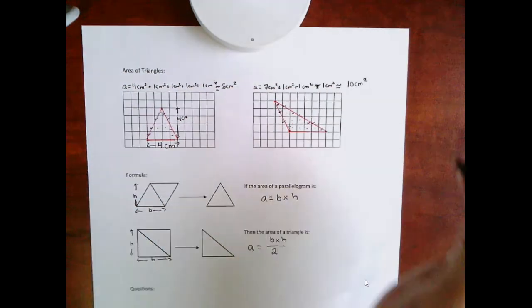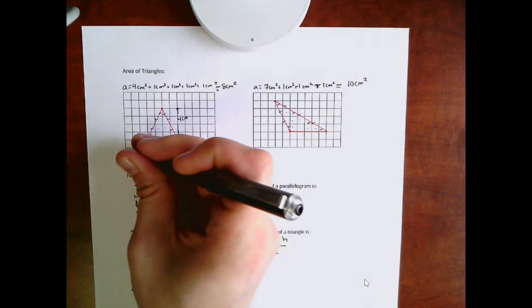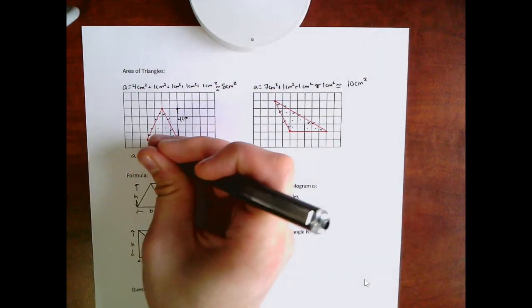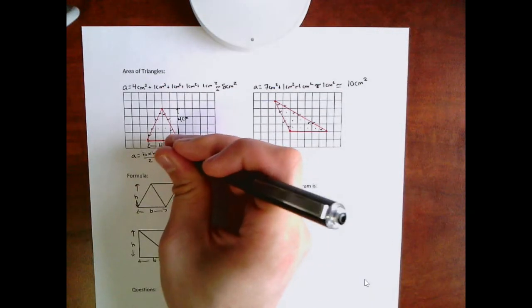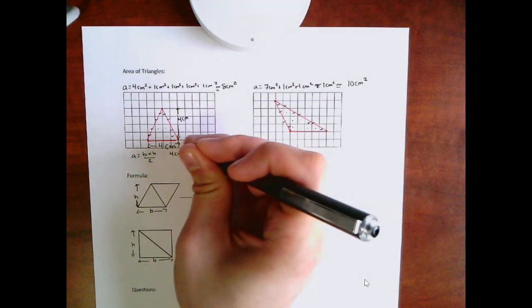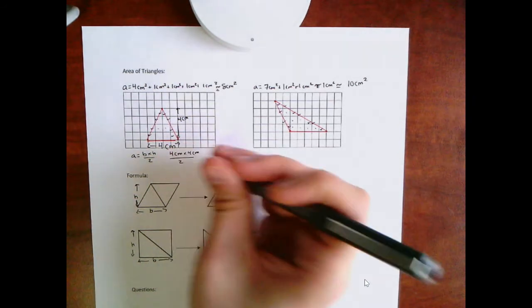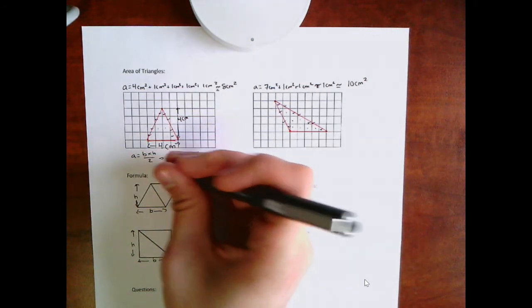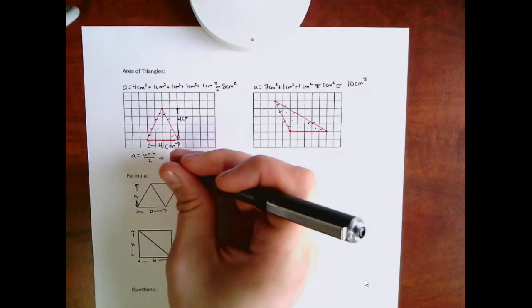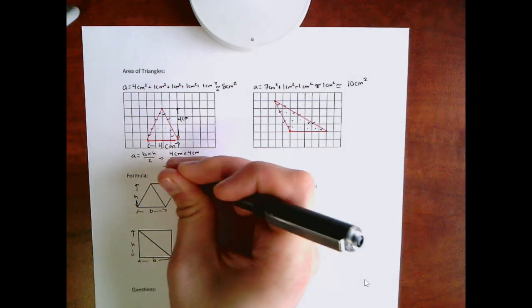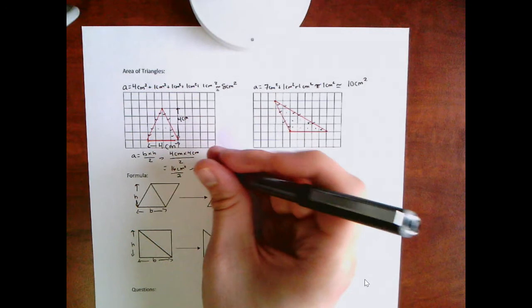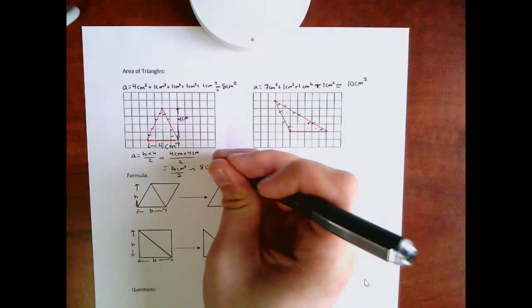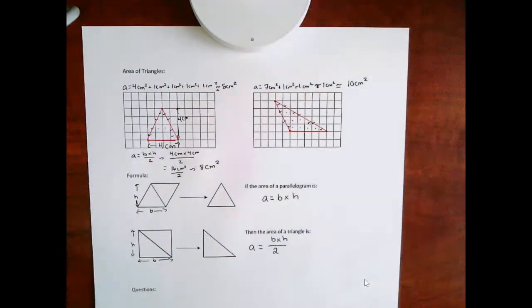And again, you remember our formula was the area equals base times height divided by 2, which in this case would be 4 centimeters times 4 centimeters divided by 2, which is 4 times 4 is 16 centimeters squared divided by 2, which gives us a final area for this question of 8 centimeters squared, which incidentally is the same approximation we did before.